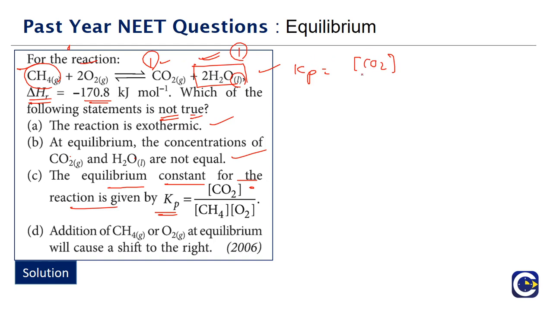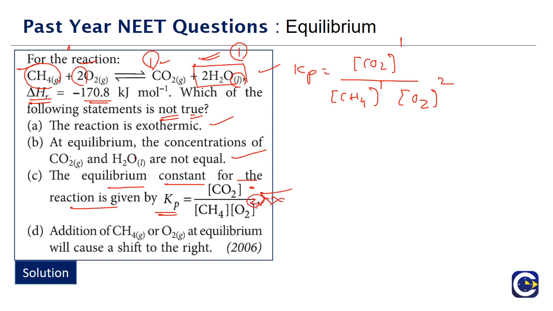But the concentration of CO2 or active mass of CO2, because we are talking about the Kp, here the active mass will be represented by what? Partial pressure. Power 1 will come because the numerical coefficient is 1, divided by CH4 active mass power 1 into O2 active mass power 2 will come. Why power 2? Because we have a numerical coefficient 2. But what they are saying in statement C is Kp is equal to active mass of CO2 divided by active mass of CH4 into active mass of O2. This is not correct. The O2 should have a power 2 here.